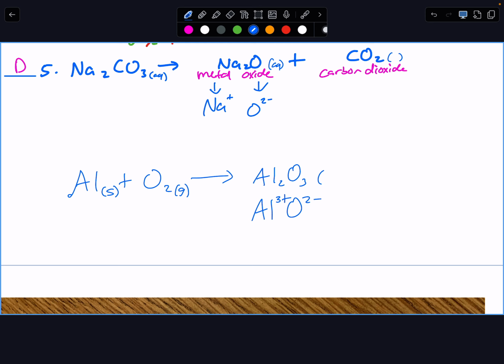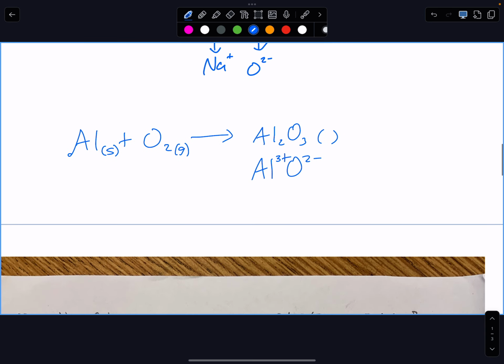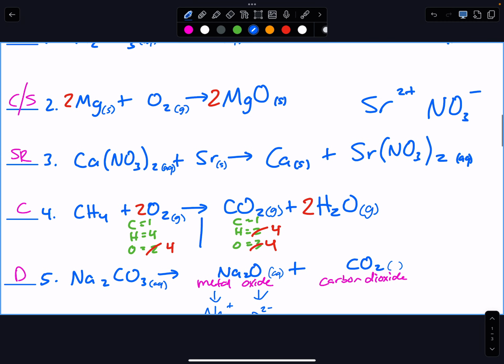This, I will then look at my chart. Do I see aluminum or oxygen here? No. So this chart doesn't work for me. I remember, though, that this is a metal oxide. And at the bottom of your chart, what does it say about metal oxides? That they're all solids. If it's in the chart, go by the chart. If it's not, the metal oxide's a solid. Does that make sense? Yes. Good. Any questions on that? No. Okay. You want to do some more?